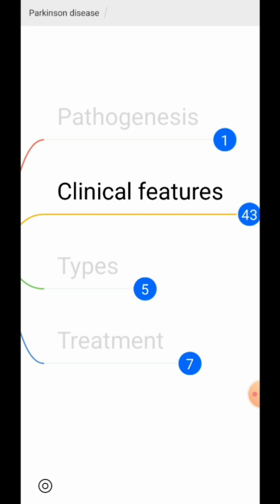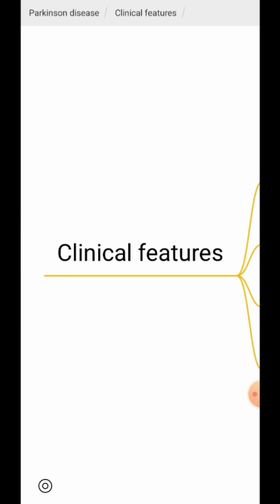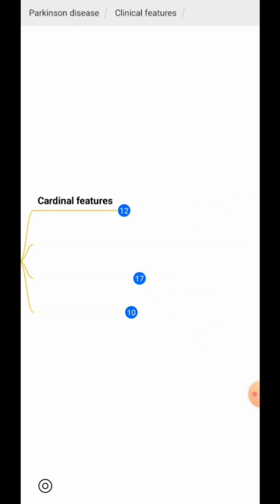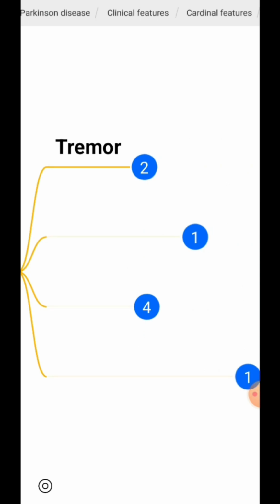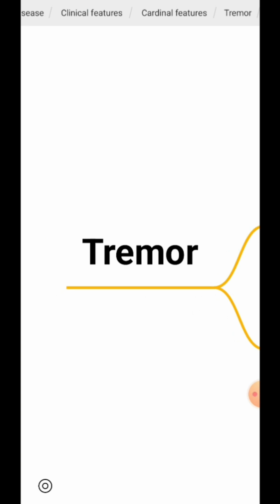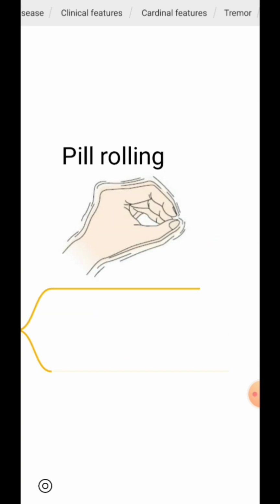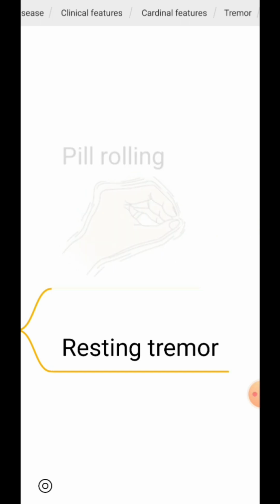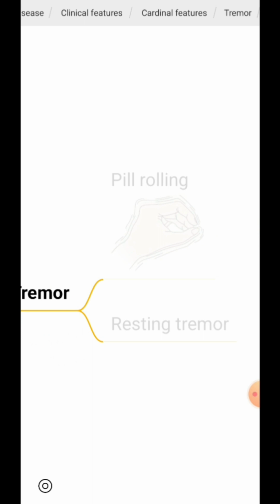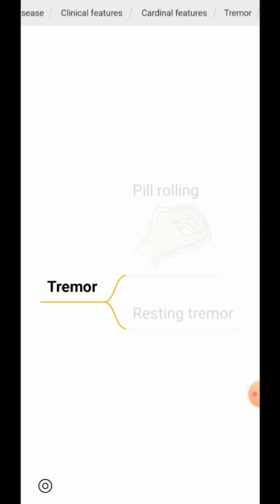Then let's look at the clinical features of Parkinson disease. This is very important for all of you, how to identify a patient with Parkinson disease. Under that, you should know what the cardinal features are. There are 4 cardinal features of Parkinson disease, starting from tremor. There can be pill rolling tremor, where you may see that the patient is rolling something in between the fingers, and also it is a resting tremor. Like that, the first cardinal feature is tremor.